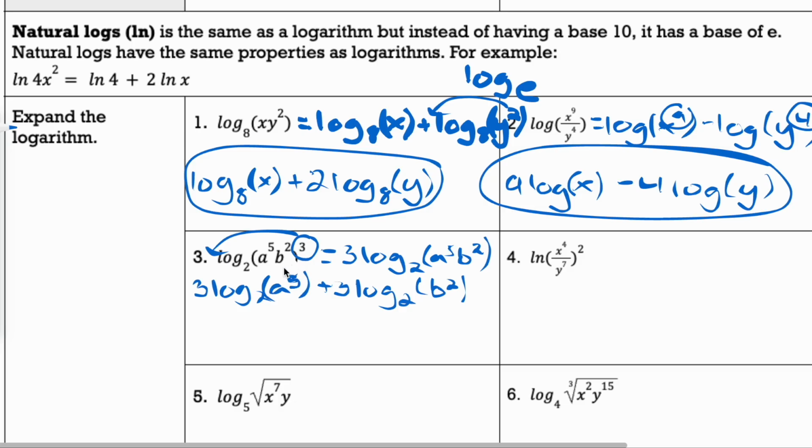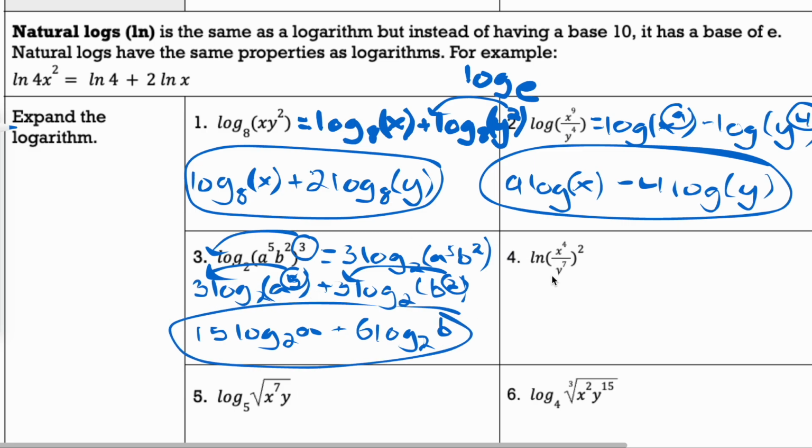Now we still have these exponents, right? So we get rid of those by putting them out front. Now we already have exponents out front, right? Now what we're going to do here in that case is we're going to multiply 5 by 3. So we get 15 log base 2 of a plus 6 by 3 times 2 log base 2 of b. Okay.